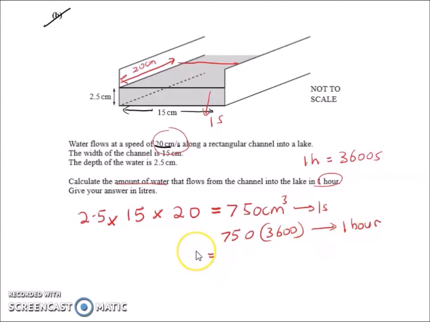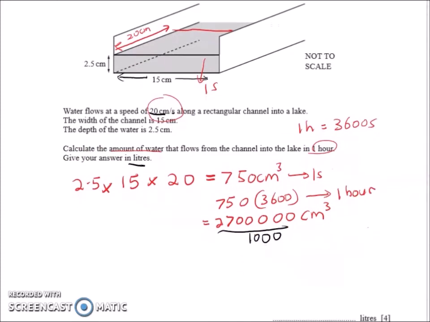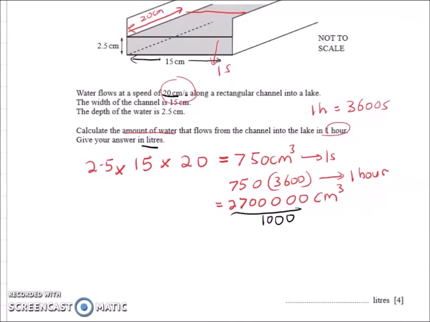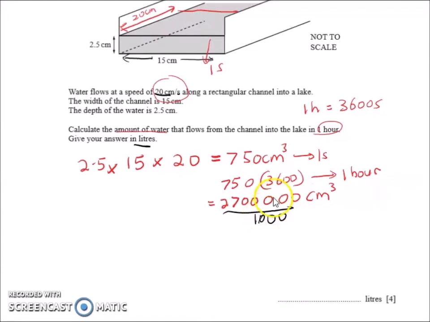So we got here times 3600, you are getting here 2.7 million. This is centimeter cube here. Okay, you see the question there: give your answer in liter. Liter means you just have to divide by 1000 and you'll be getting your answer. Just remove all these zeros. So you'll be getting your answer 2700 liter over here. So you got your 4 marks. Okay, so that's it for question number 6.